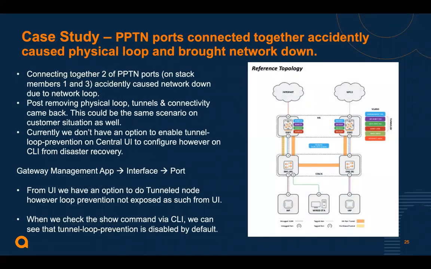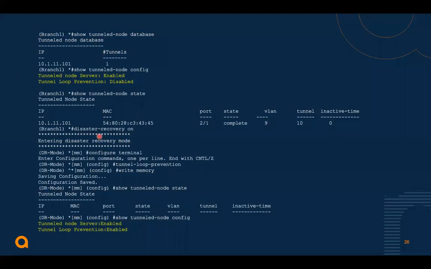So to avoid these scenarios, what we need to do is get into the disaster recovery. If you first get into the tunnel node database, you would see that tunnel loop prevention is disabled, and on WebUI we don't have an option to enable this. So we get into the disaster recovery, and once we are there we enable tunnel loop prevention, and once that is done, this sort of loop prevention can be achieved. And very soon we'll have this knob on WebUI too.